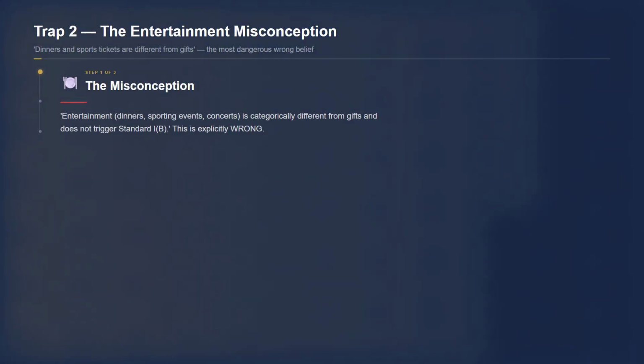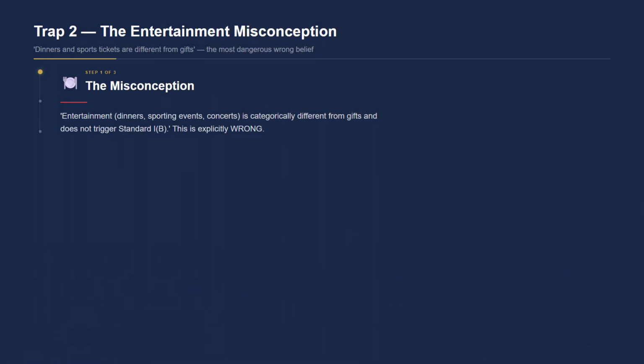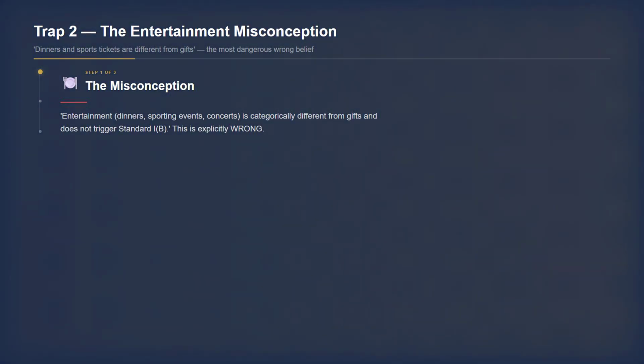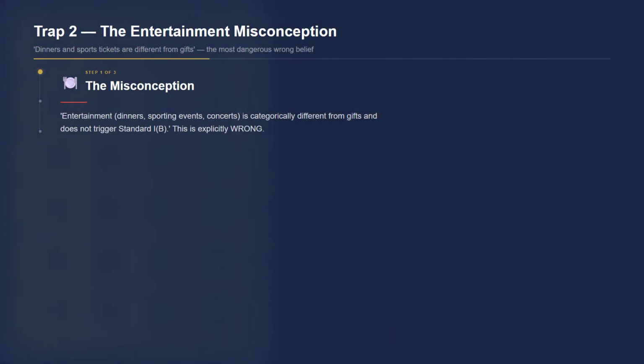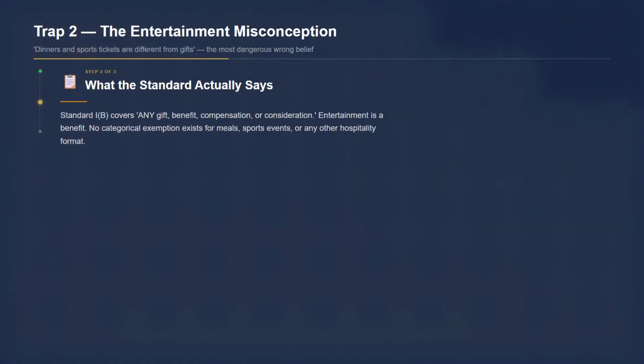Trap 2. Entertainment. This is the most commonly tested misconception in Standard IB, appearing in roughly 30% of exam questions on this topic. A portfolio company invites you to a conference dinner valued at $280. Can you attend? Many candidates think entertainment is different from gifts. "It's just a dinner." That reasoning is dead wrong.